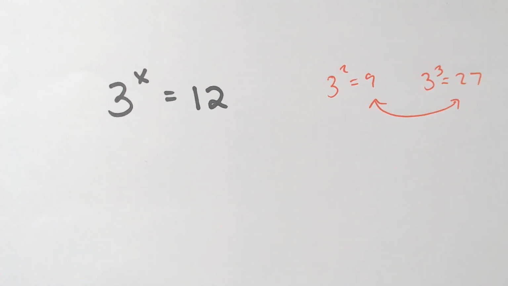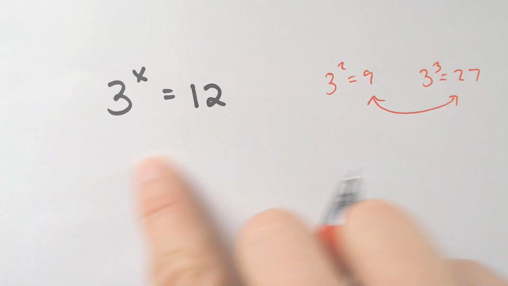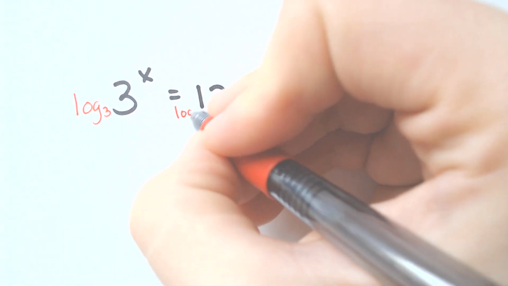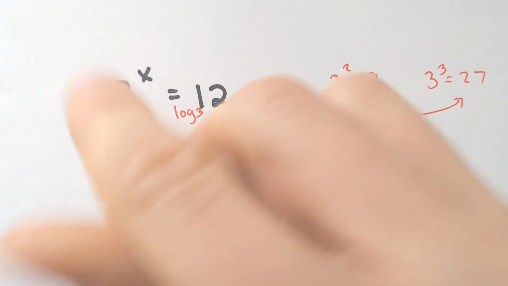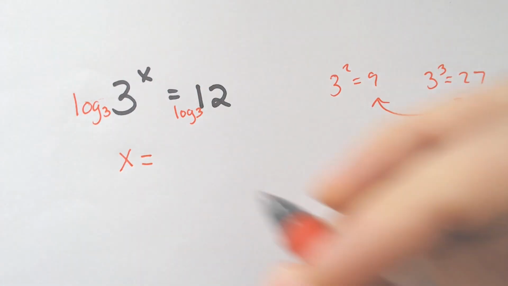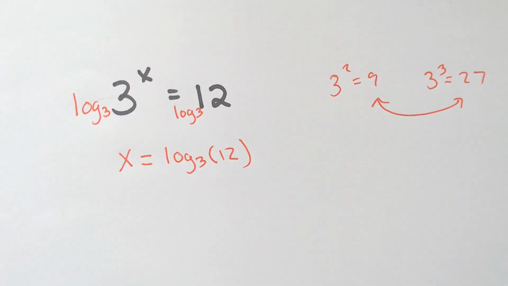Okay? Now, we're not going to be guessing and checking. That would take way too long. What we can do is recognize that there are buttons in our calculator that can enable us to solve that. In most cases, I would say use a log base 3 over here, and then you would be doing a log base 3 over here as well. The log base 3 of 3 will cancel out, leaving you with x is equal to whatever the log base 3 of 12 is. All right?